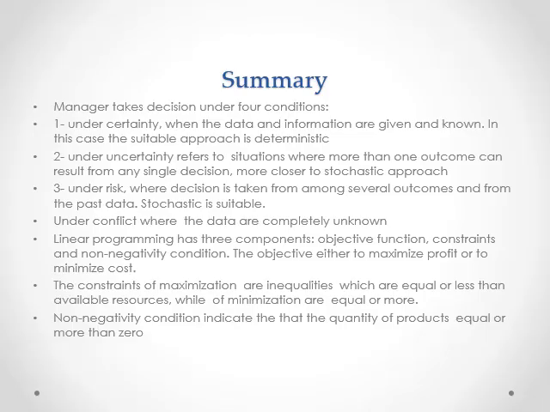Linear programming has three components: objective function, constraint, and non-negativity condition. The objective function is either to maximize profit or to minimize cost. The constraints of maximization are inequalities, which are equal or less than available resources, while of minimization are equal or more. The non-negativity condition indicates that the quantity of products is equal or more than 0.